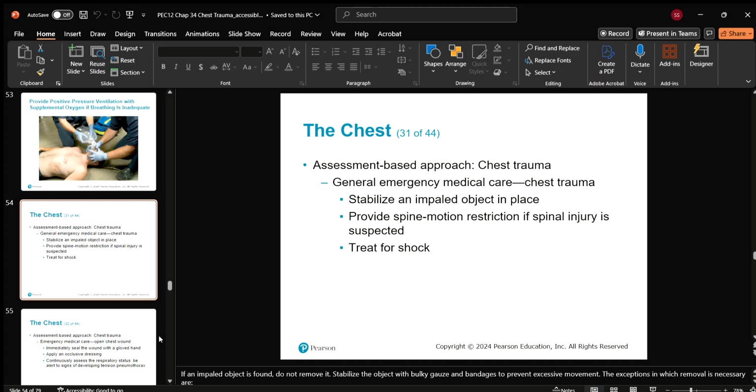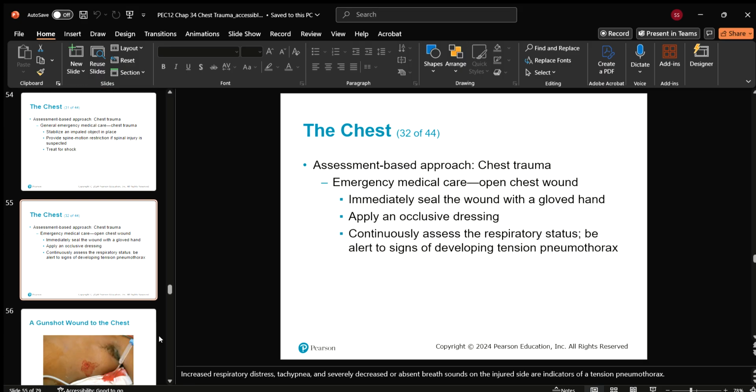So why do we perform CPR? They are not breathing and they have no pulse. So yes, removing the object can be dangerous, but they are already clinically dead and we need to perform CPR. So that is when we can remove it and start doing chest compressions.